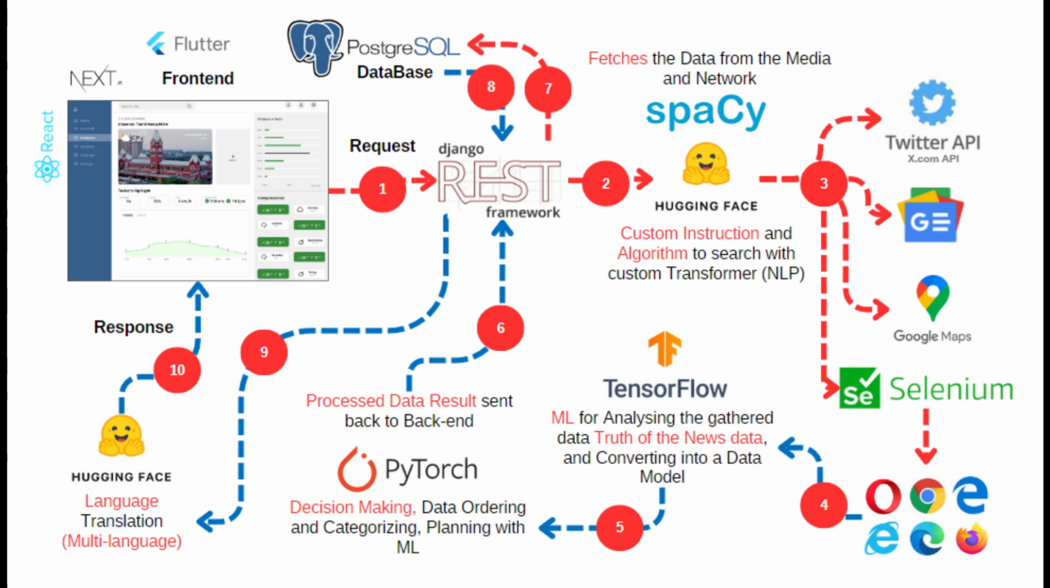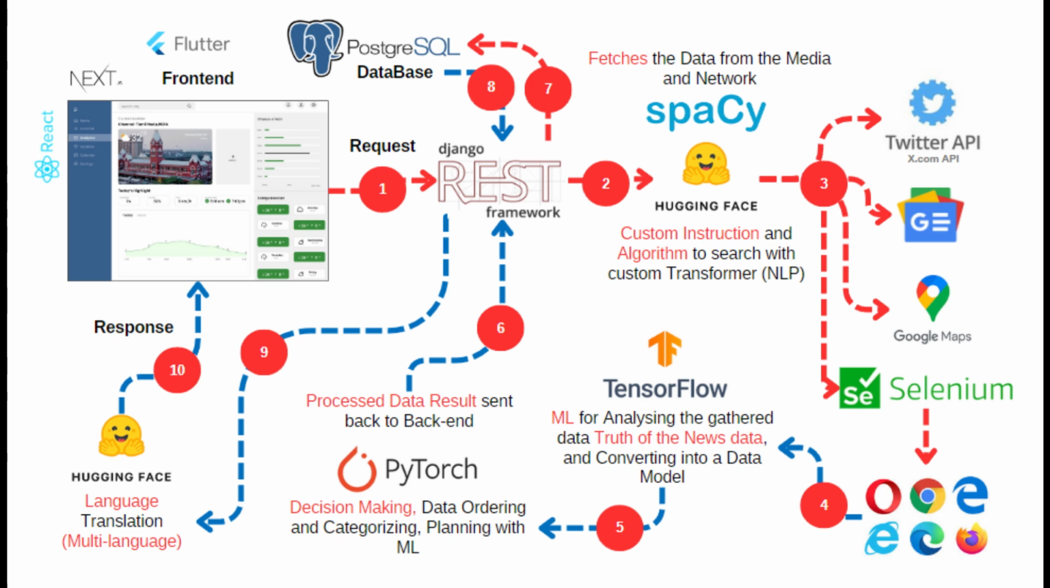Step 7. Data storage in database. The processed and categorized data is stored in a PostgreSQL database. This database keeps all the disaster-related data, which is retrieved and sent to the frontend as required.